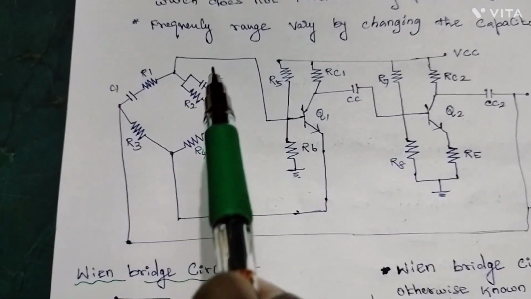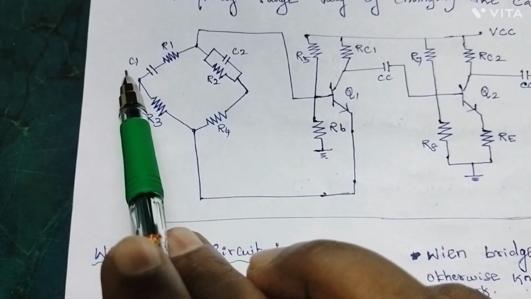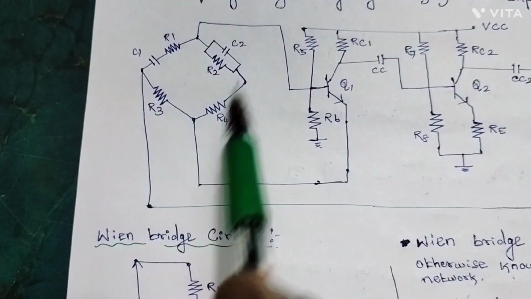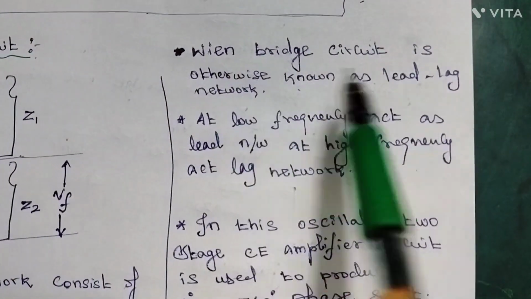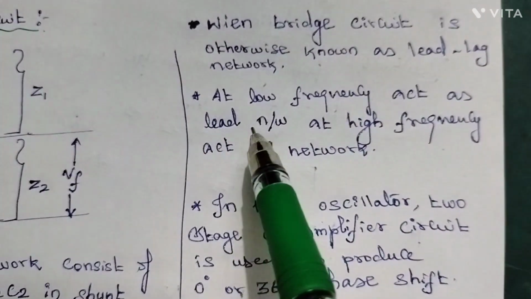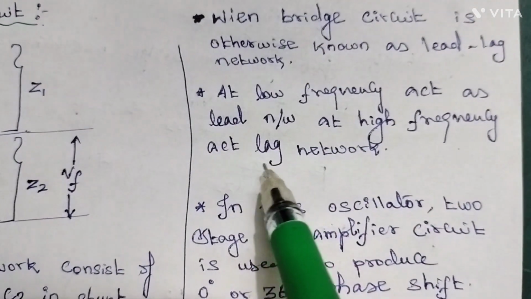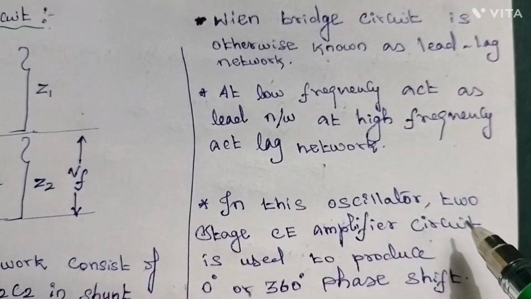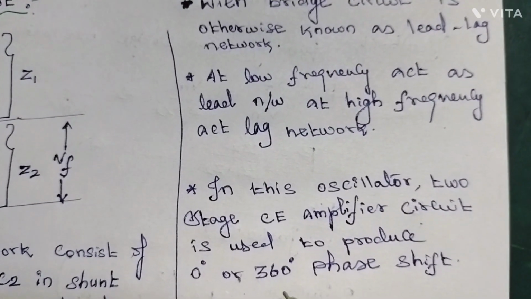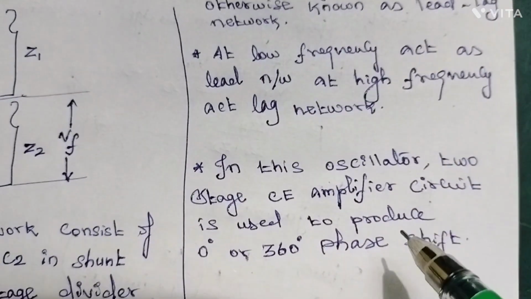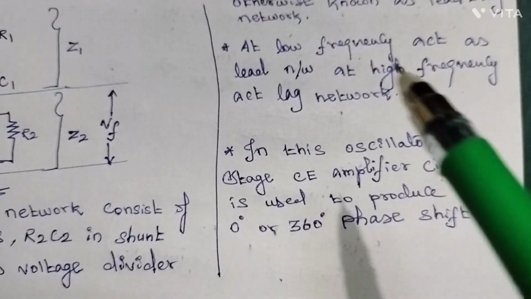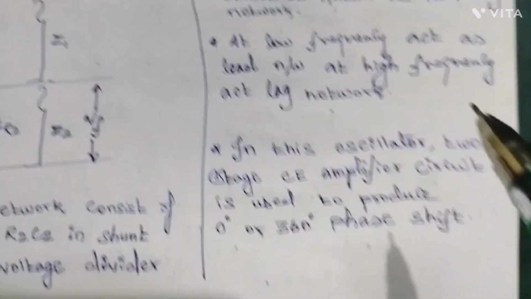If you want to change the frequency, we need to change the capacitor values C1 and C2. By changing these capacitor values, we can get a higher frequency. The Wien bridge circuit is otherwise known as a lead lag network. At a low frequency it acts as a lead network, and at a high frequency it acts as a lag network. In this oscillator, a two stage CE amplifier circuit is used to produce 0 or 360 degree phase shift. If it produces a 0 to 360 degree phase shift, we get a sustained oscillation to produce the output.